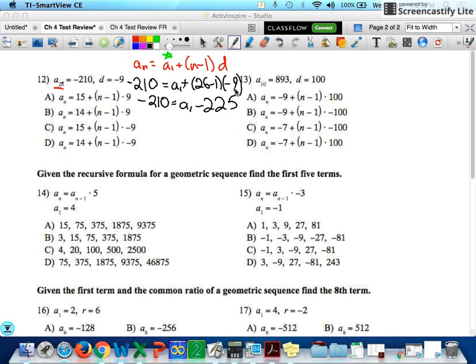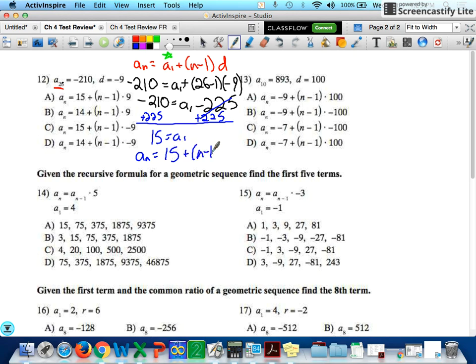And now my final step is I have to solve for this a sub 1. I add 225 to both sides. Those cancel, and I get that a sub 1 equals 15. And now I just have to plug it back into this original equation. A sub n equals 15 plus n minus 1. And our common difference in this case was -9. I'm looking over here. Nope. And then the difference between C and A is that this one has the -9 we need. So that would be number 12.